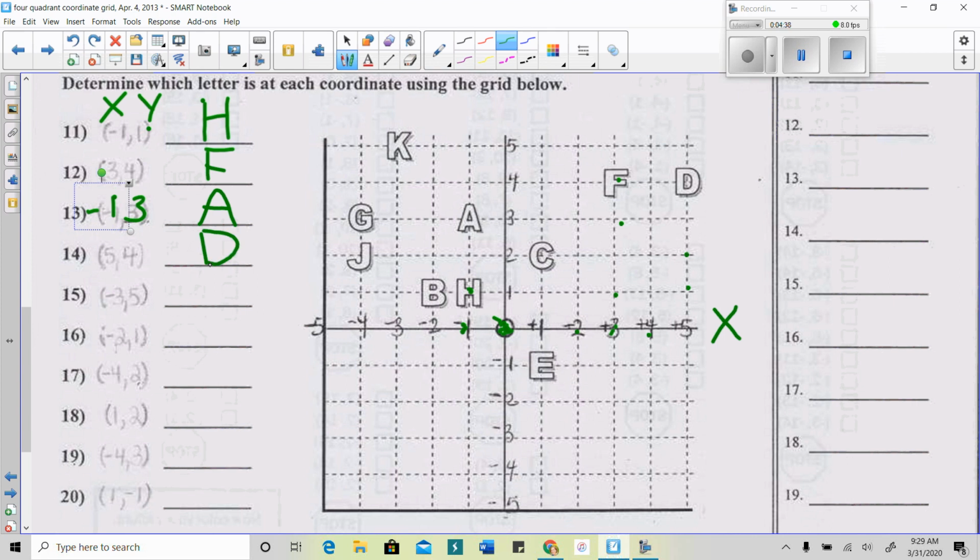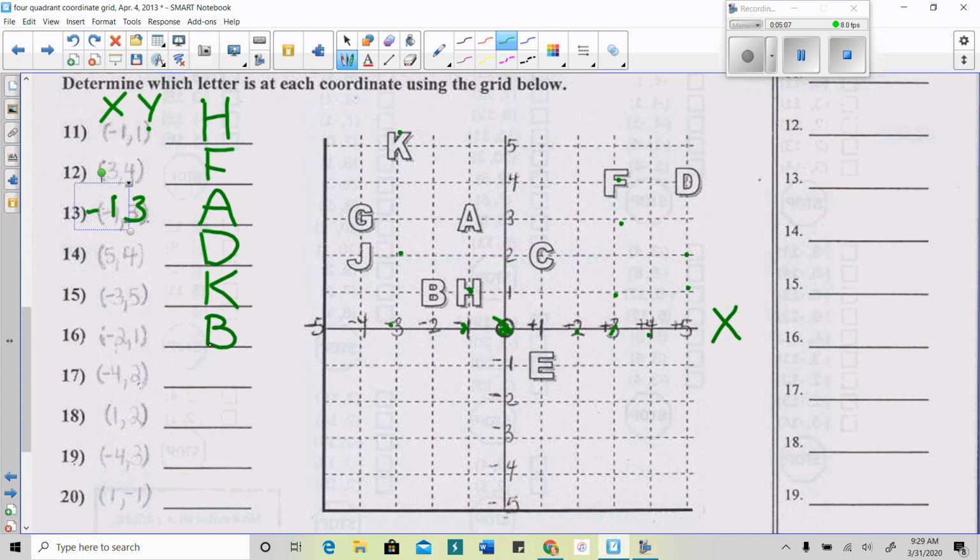Okay, next one, plot the point -3, 5. So -3 means I need to go backwards 3, 1, 2, 3, and then up 5, 1, 2, 3, 4, 5. So I would be at letter K. Okay, next one, -2, 1. So I start at 0, I go backwards 1, 2, and then I'm going to go up 1, and I would be at letter B.